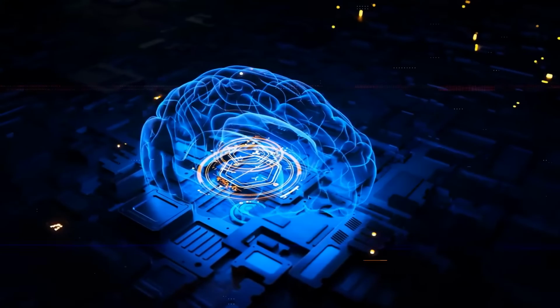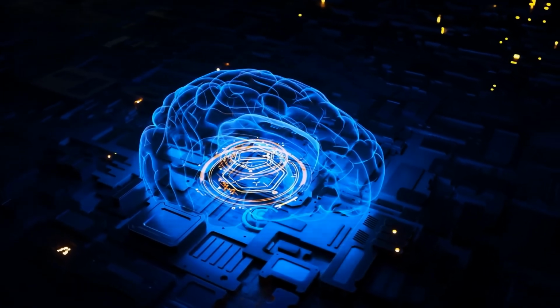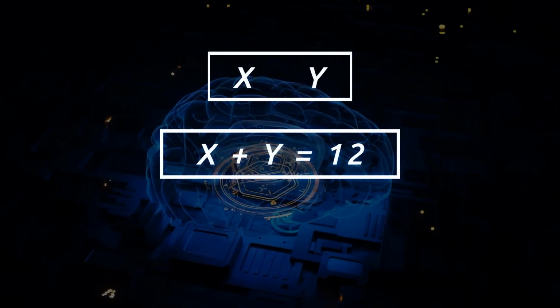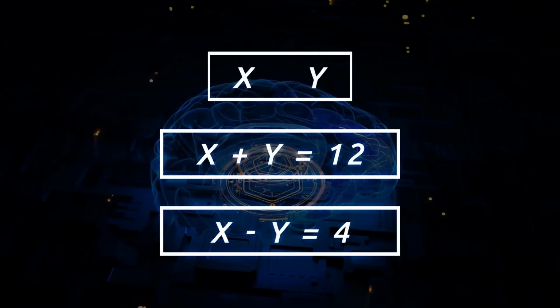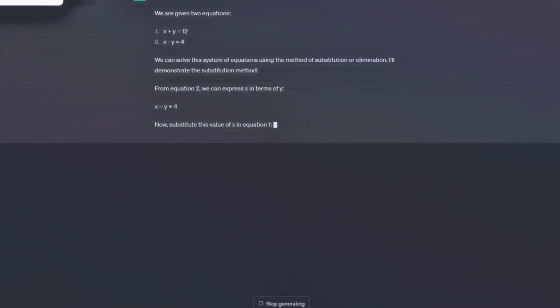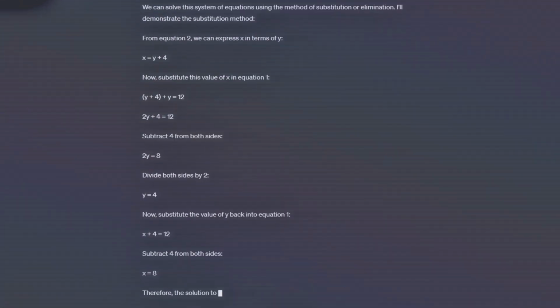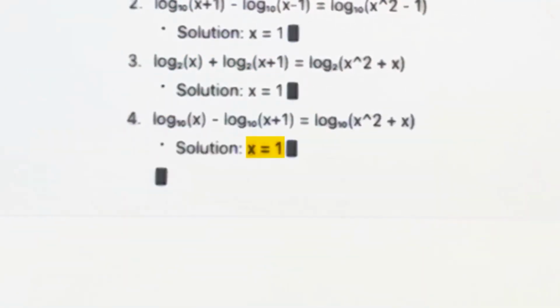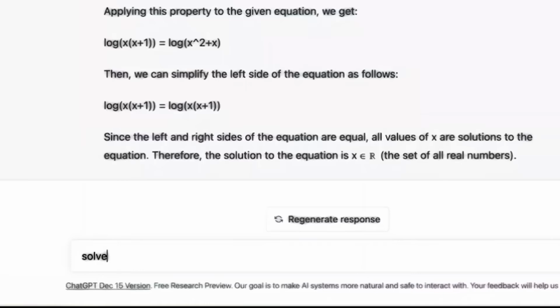solution. Let's say we have a problem that requires finding the product of x and y, given that the sum of x and y is 12 and their difference is 4. ChatGPT Math works out the solution step by step. After each step, the reward model provides feedback. If ChatGPT Math takes a correct step, like adding the given equations together, it gets a positive reward.